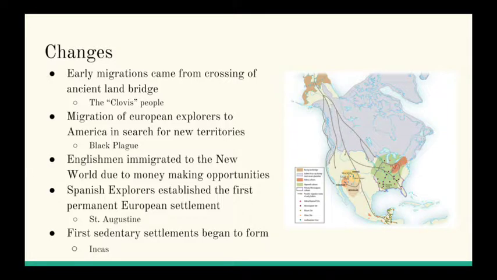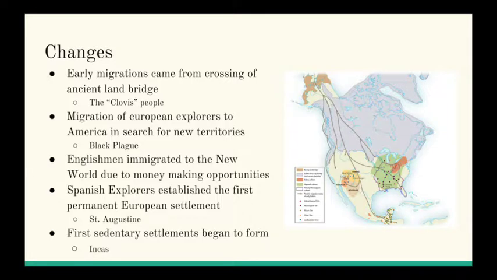Change can be the migration of European explorers to America in search for new territories. Conquistadors paved the way for the early colonization of the Americas as well as new trade goods going to Europe. The Black Death, a catastrophic epidemic of the bubonic plague, was one of the reasons for the search of new territories. The change we can see is Englishmen immigrating to the New World due to money-making opportunities.